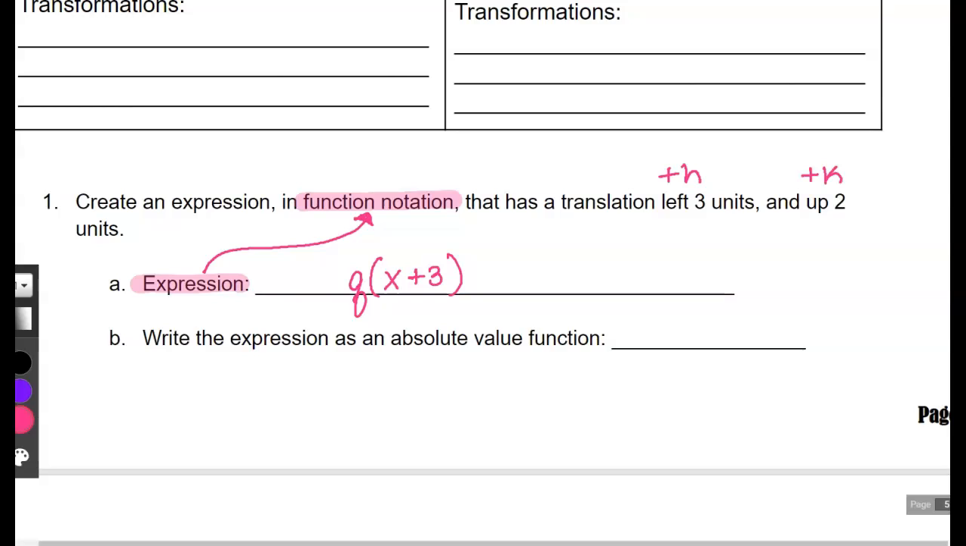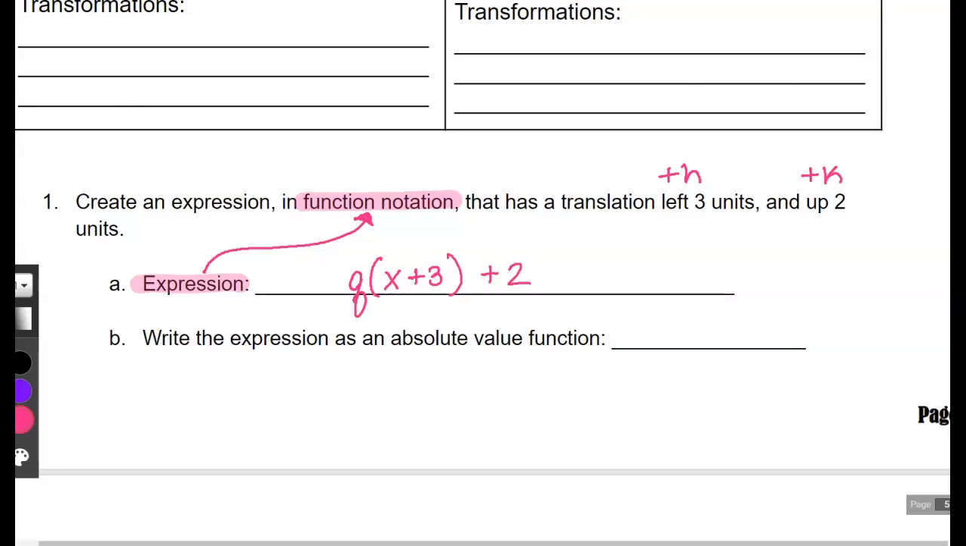Then, where do you think I'm going to put the plus 2? On the outside of the function, at the very end. Guess what, I'm done? That is an expression in function notation. Basically, this expression could be represented as any of the different graphs we went over last class, as any of the different functions. All that this expression tells us is the movement. That's the purpose of this expression. It tells us where the heck we're moving on the graph.